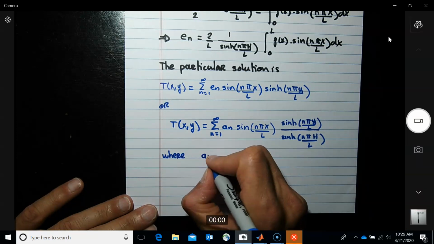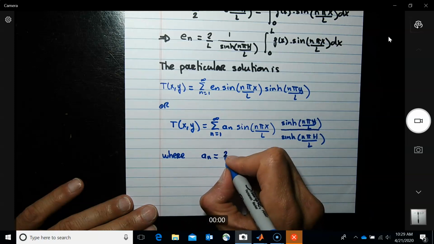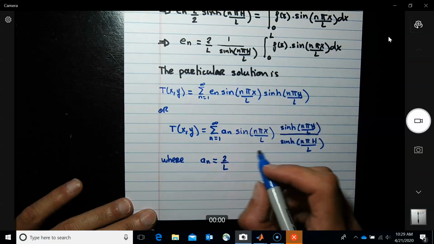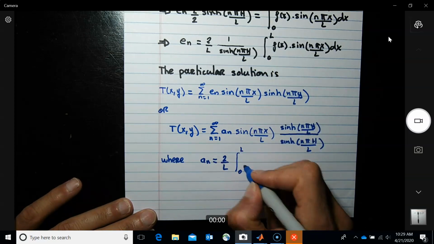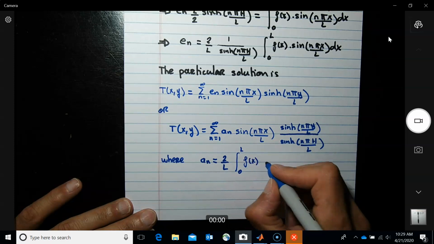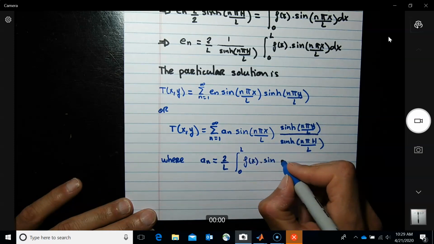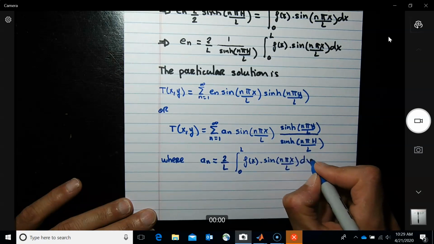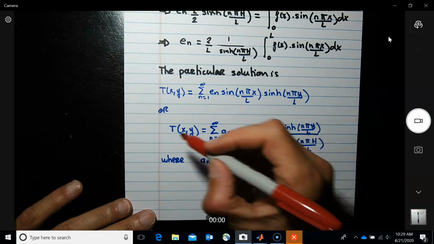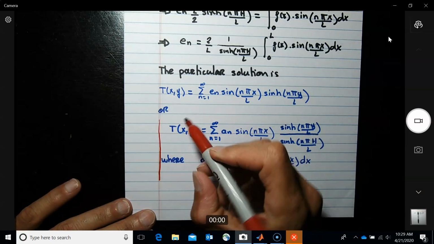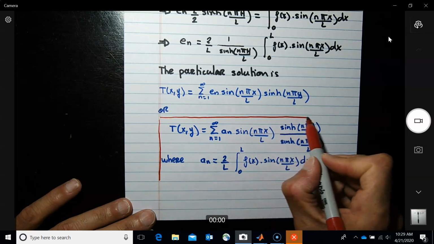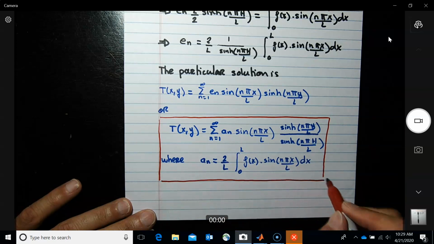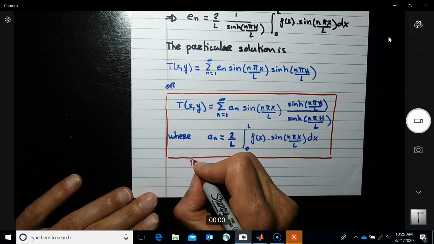Where a sub n is just 2 over L, if you see how the solution, we removed this one here, integral 0 to L of f(x) sine(n pi x over L) dx. So this is basically the solution. So this is the particular solution.